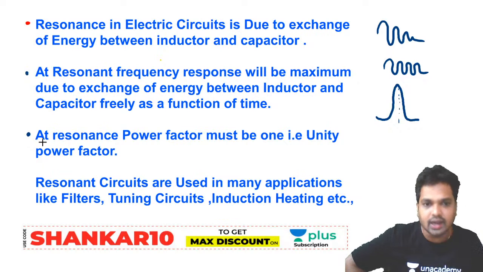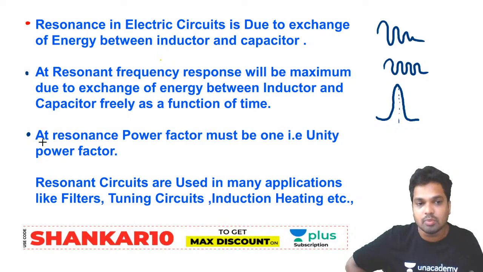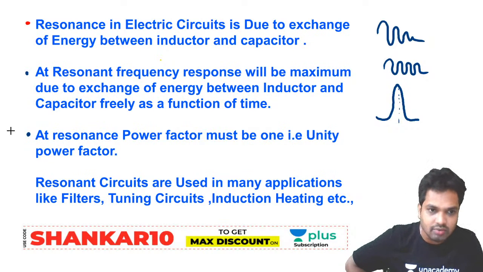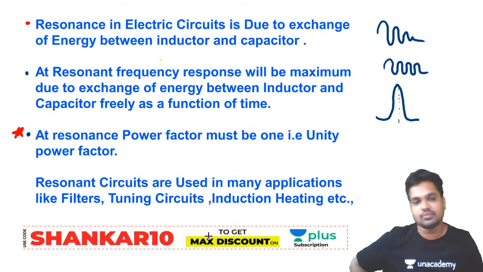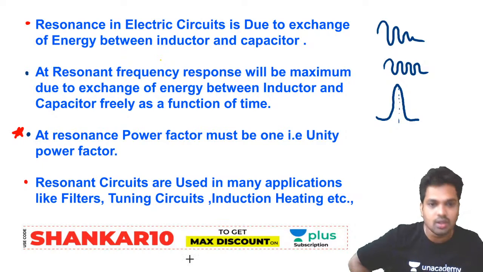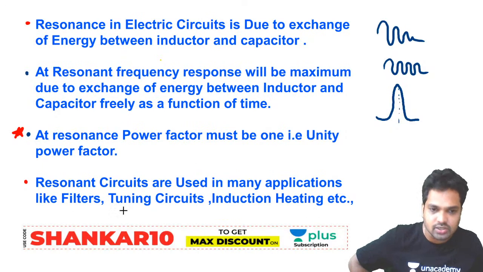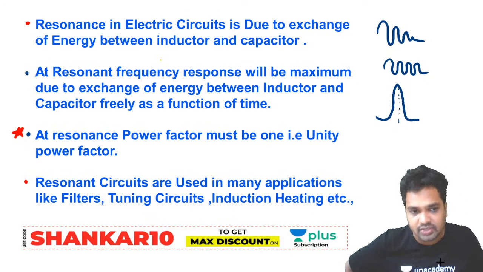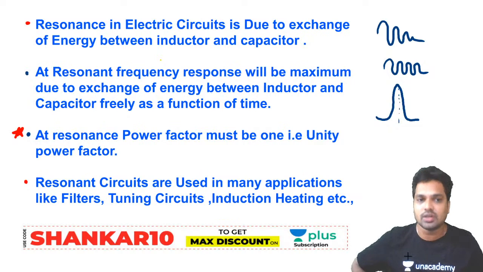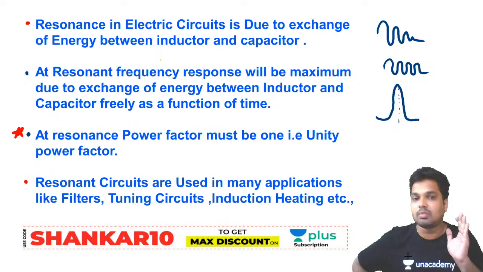Next, at resonance what happens? The power factor must be 1, that is the unity power factor condition. So when you solve any problem, keep this point in your mind. At resonance, power factor is equal to 1. Next, resonant circuits are used in many applications like filter circuits, tuning circuits, induction heating, so many applications we have for this kind of resonant circuits. It is an important topic for both EC students and also EE students.